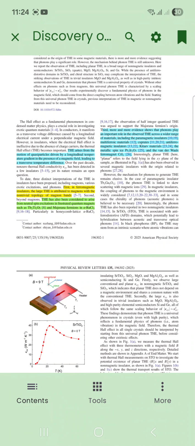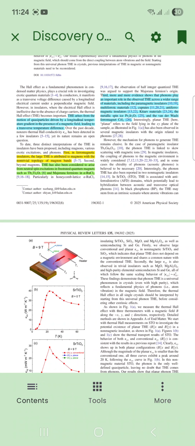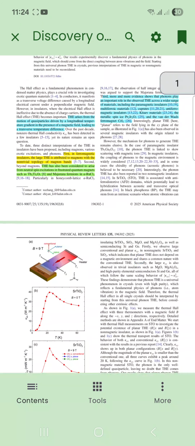So the thermal Hall effect is like when you apply a magnetic field and heat current on a crystal, then you can observe a tiny temperature difference perpendicular to the direction of heat current, and this is called the thermal Hall signal. You see Hall conductivity sigma xy. So a similar kind of thing is kxy. This is called thermal Hall conductivity.